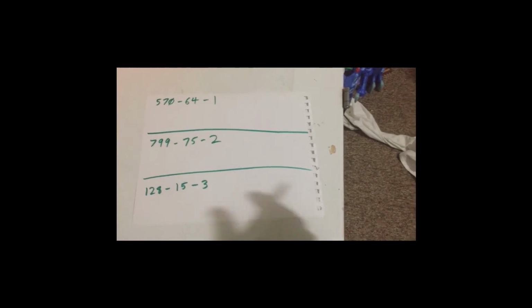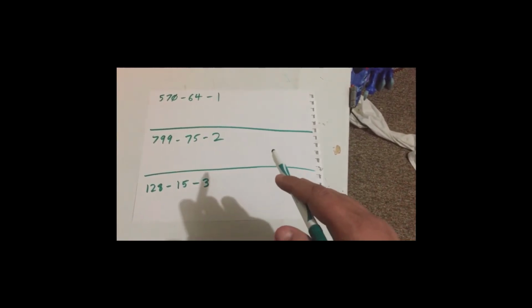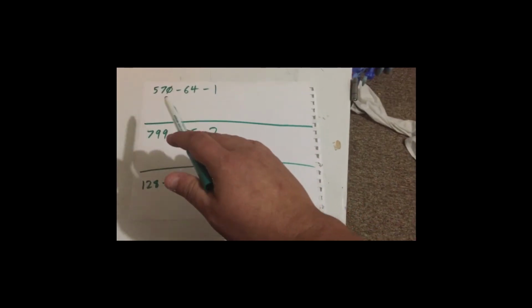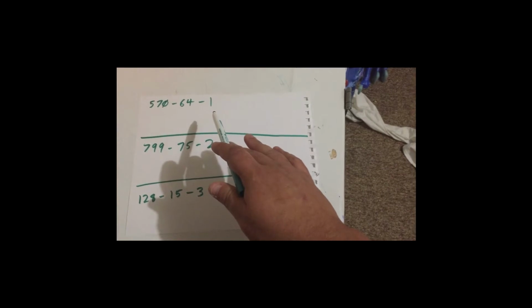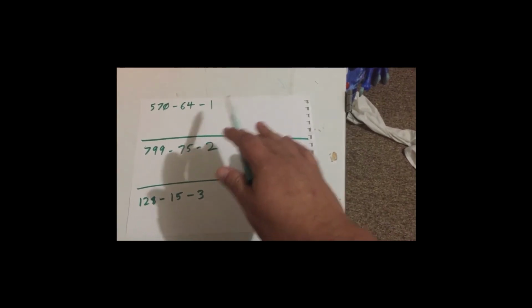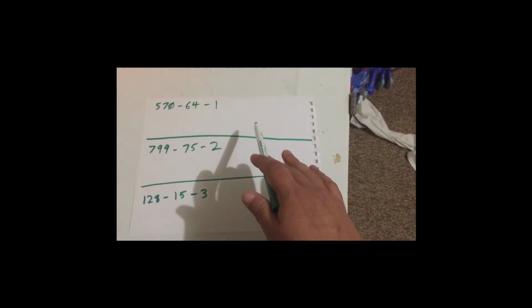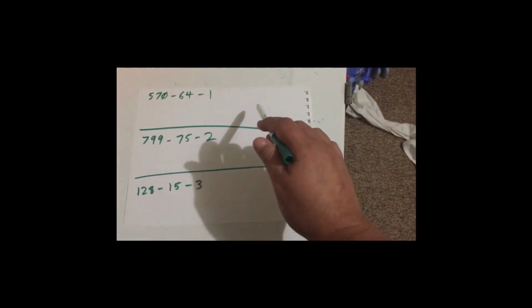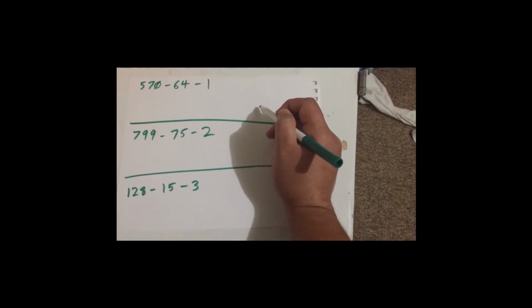All right, so we're going to solve these subtraction problems. 570 minus 64 minus 1. We're going to make it vertical, and then we're going to solve it, okay? So this is how we do. We're going to go ahead and draw our line.